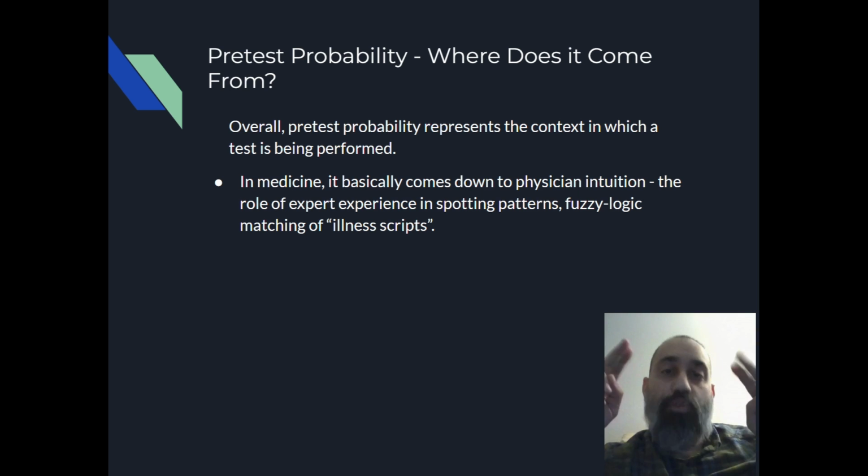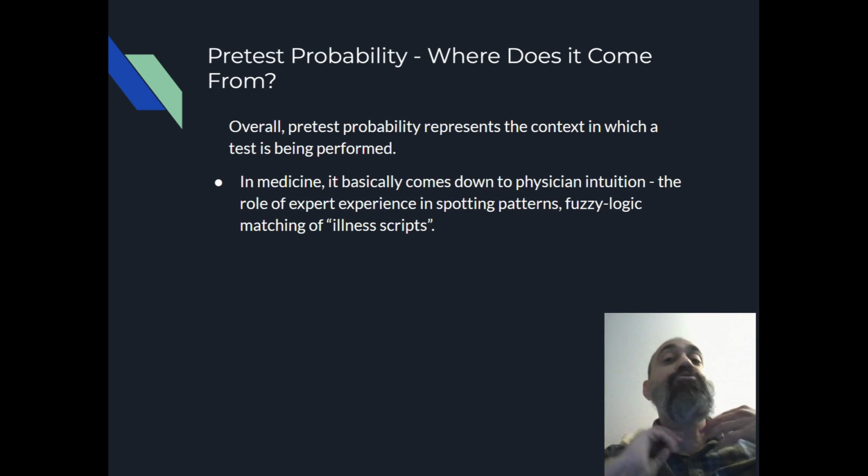Each of those stories makes certain diagnoses more and less likely. And that's what we call an illness script. And our ability to match illness scripts in our minds is where the pretest probability of diseases comes from. So if a 5-year-old comes in with high fever, sore throat, pus on the tonsils, swollen lymph nodes, and no cough, they have a very high probability of having strep throat.